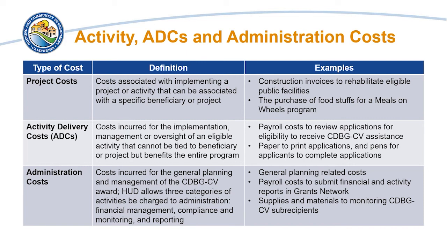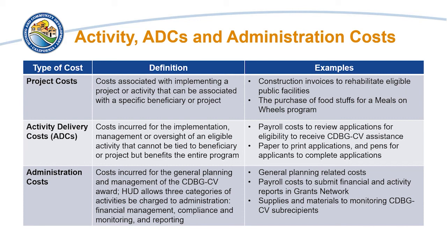Administration costs are costs incurred for the general planning, management, oversight, and coordination of the CDBG-CV award. Common examples include payroll costs to submit RFFs and eCivis, as well as supplies and materials to monitor CDBG-CV subrecipients.